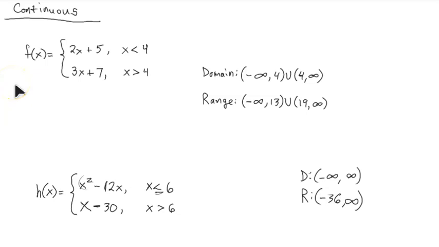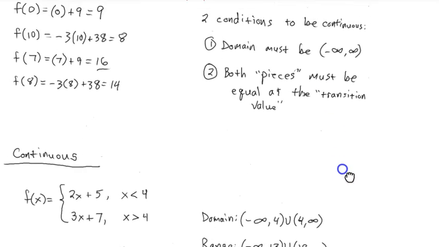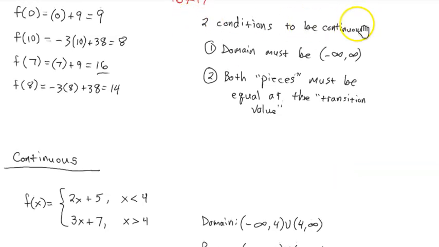Okay, in this video, we're going to identify whether a piecewise function is continuous or not. I'm going to show you how to identify whether it's continuous. Now, I mentioned earlier that there are two criteria for identifying whether a piecewise function is continuous, and they are right here. Two conditions to be continuous.